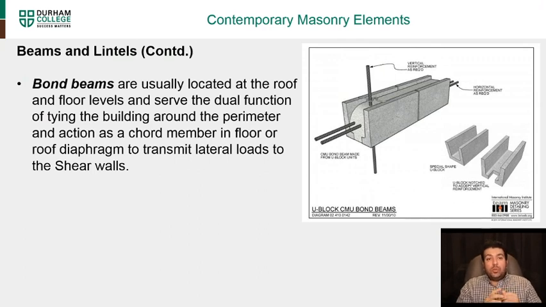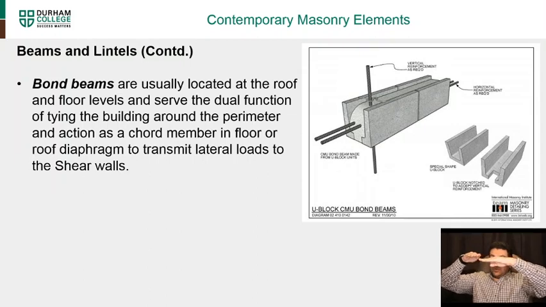Bond beams are usually located at the roof and floor levels and serve the dual function of tying the building around the perimeter. They act as a chord member in the floor or roof diaphragm to transmit lateral loads to the shear walls. So these bond beams are usually right below the floor, right? They go right across below the floor, or right on top. Those are where bond beams are located.